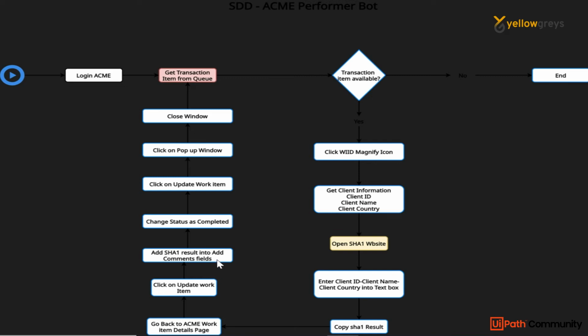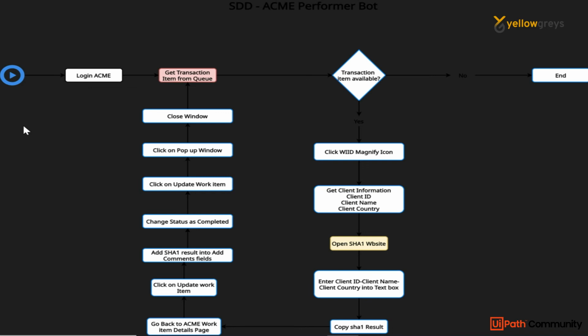Then we need to paste the SHA1 result there, and change the status to completed. Then we need to click on the update work item button, and a pop-up window appears. We need to click on that pop-up window and close it. So we need to process until the queue is empty. This is the UiPath queue. These transaction items will be pushed by the dispatcher bot that we discussed in the previous video.